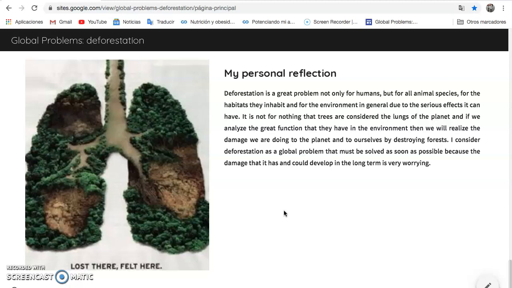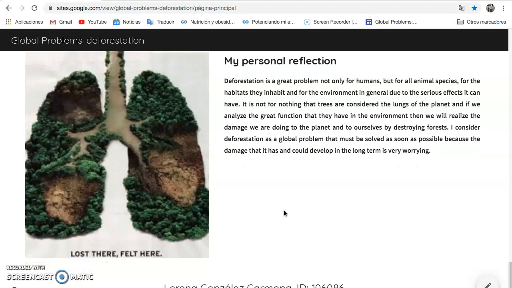If we analyze for a while the problems that deforestation can bring us, I think we will all try to solve this problem. And this is why, in my personal opinion, I consider deforestation to be a worldwide problem that must be solved as soon as possible.